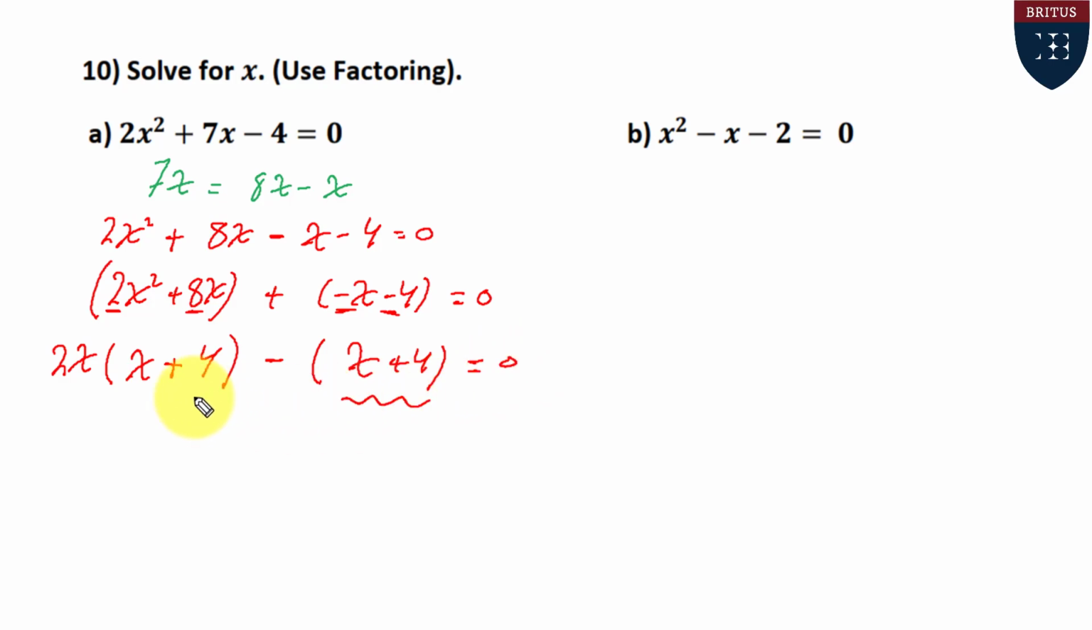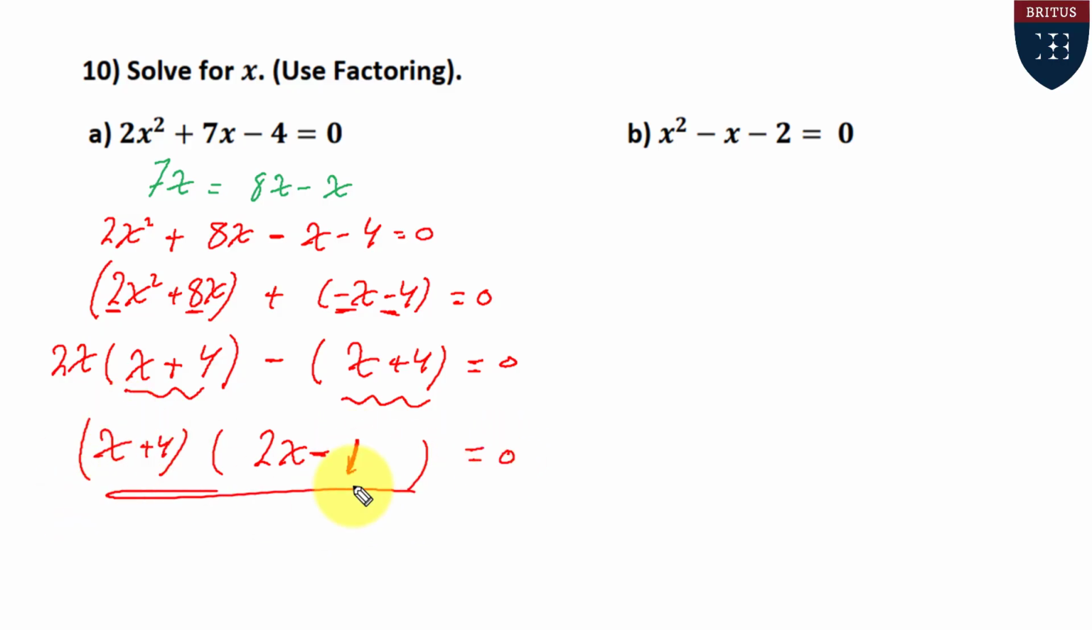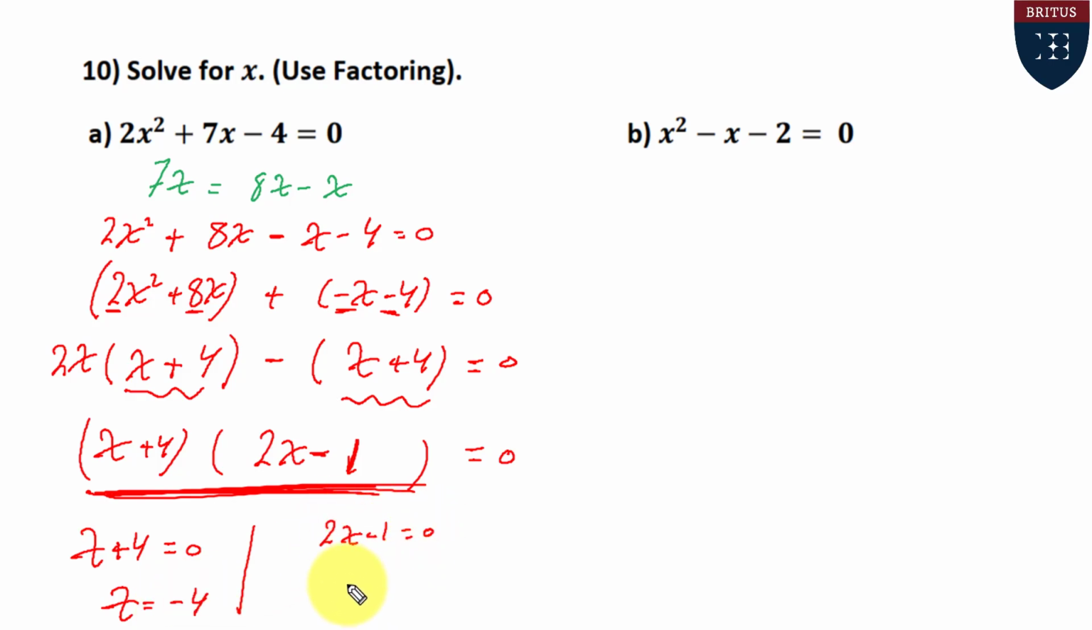Now we have a common factor which is x plus 4. Just take x plus 4 as a common factor. The first term divided by x plus 4, we get what? 2x. Minus the second term divided by x plus 4 equals 1, equals 0. We have the same two factors: x plus 4 times 2x minus 1 equals 0. x plus 4 equals 0, so we deduce that x equals negative 4, and 2x minus 1 equals 0, so we deduce directly that x equals 1/2.